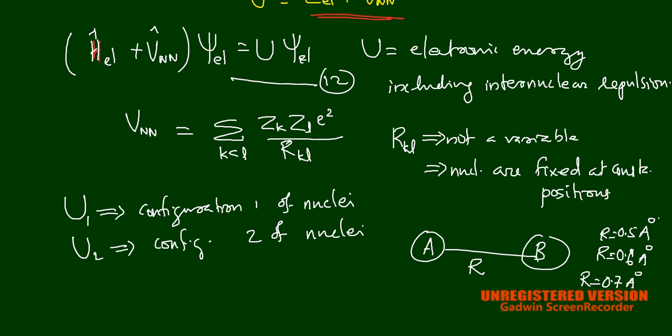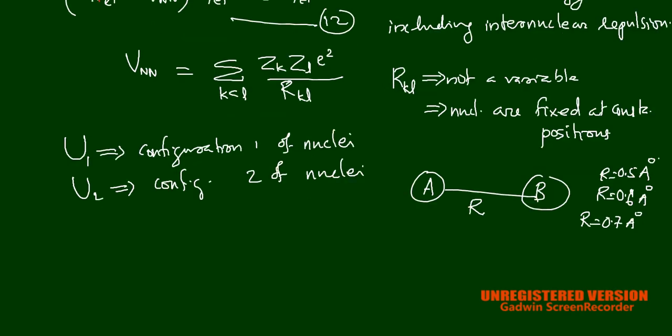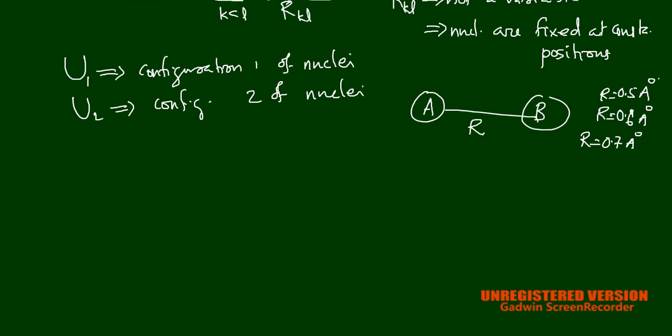So you are going over a range of R values, and for each R value, keeping that R value fixed, you solve the Schrodinger equation and find out the corresponding U values. Corresponding to different R values, you can find out the U values. Then you are going to plot the U value against R.